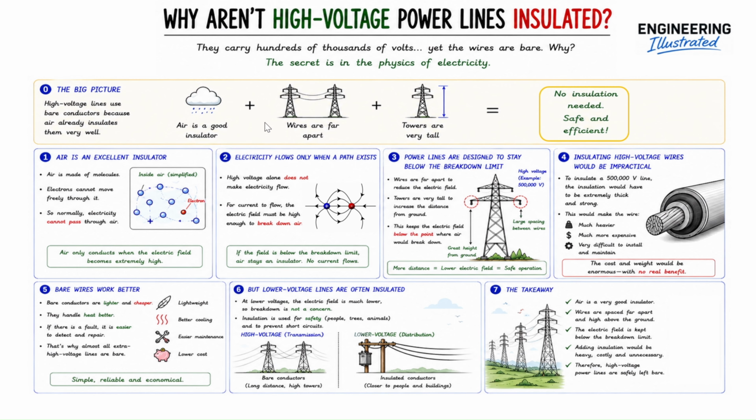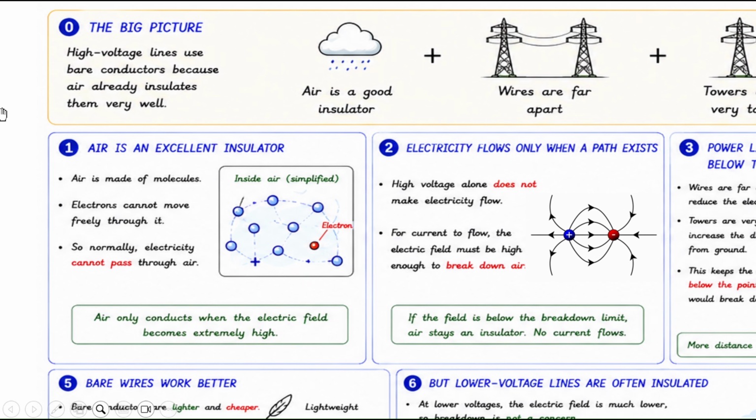First of all, if we consider that air is a good insulator, and we space the wires far apart at a distance where they will not be close to each other, and at the same time the conductors are far away from the ground, then basically this formula creates good insulation. So how does air create this insulation? Let's find out why.